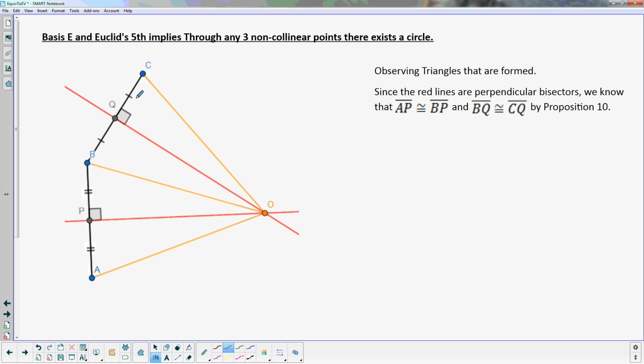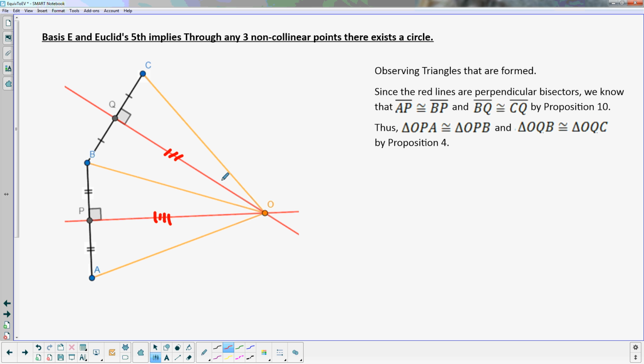That's important because that gives us enough information with the shared sides between triangle OPA and OPB, as well as between OQB and OQC, the shared sides of those perpendicular bisectors, the OP and OQ. I can note those as well for the time being. But those shared sides let me use proposition 4 to say that those four triangles are pairwise congruent. So OPA is congruent to OPB, and OQB is congruent to OQC.